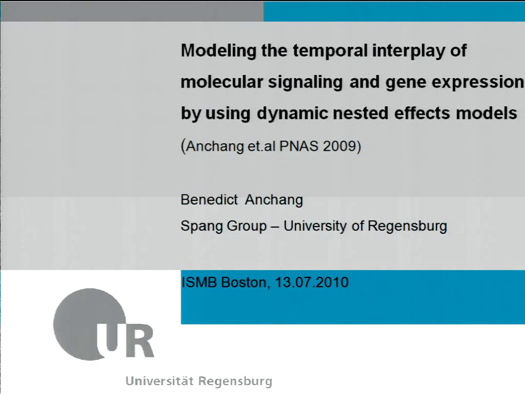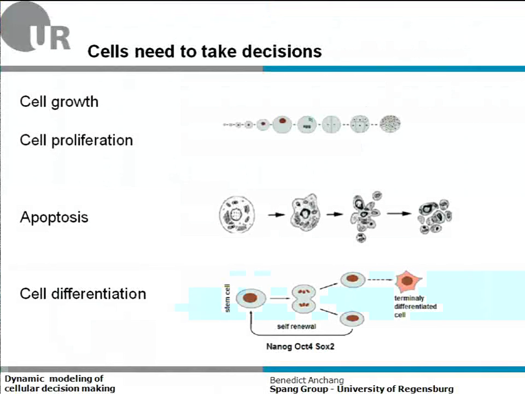As you can see, during this presentation, I would like to demonstrate how we can dynamically model cellular decision making. Cells need to take decisions in several biological processes. For example, cells need to decide whether or not to grow in size during cell division or cell proliferation, or whether or not to go into apoptosis.